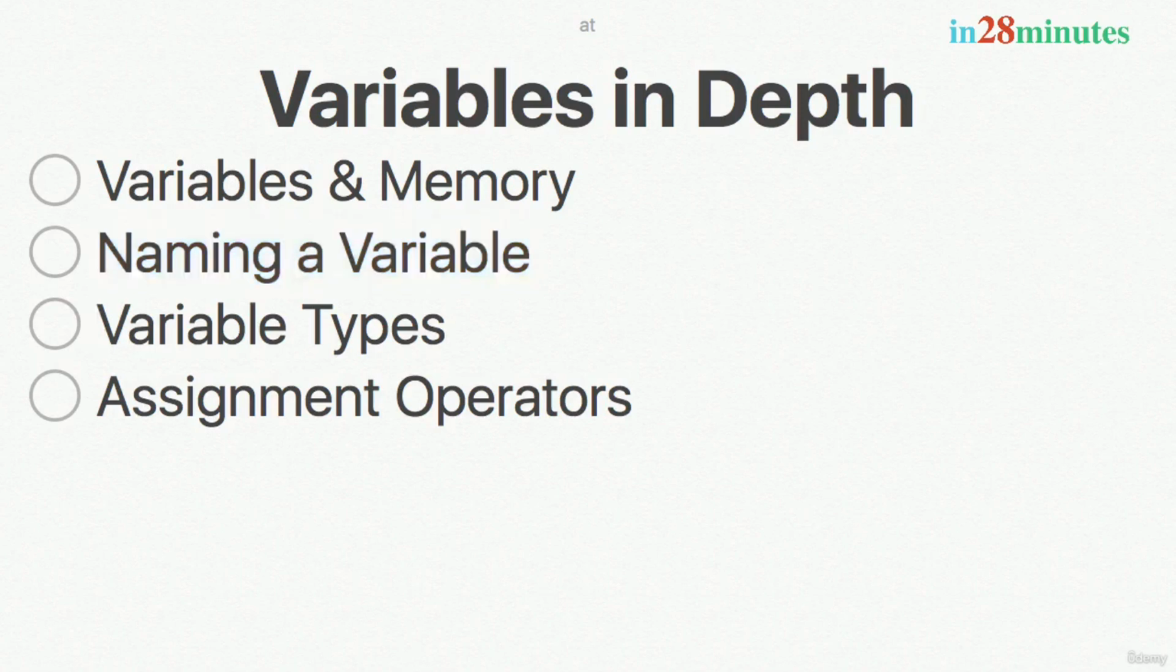We'll also look at the different variable types, the primitive variable types which are present in Java. And after that, we would look at a few important assignment related operators. So this sequence of 4 videos would help you to understand variables in depth. In the next video, we would start with how variables are stored in memory.